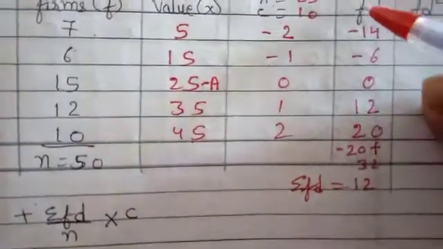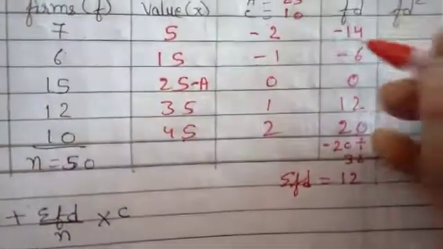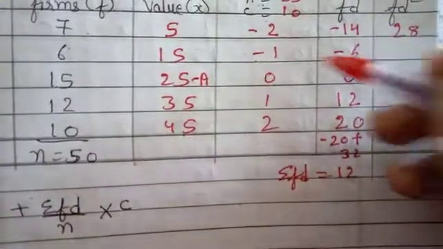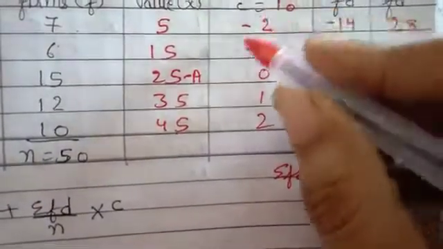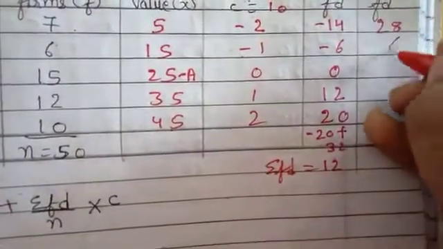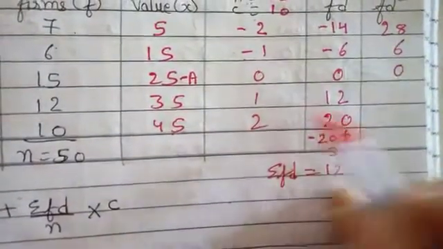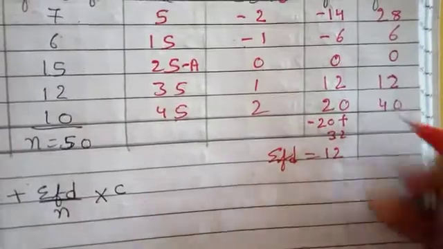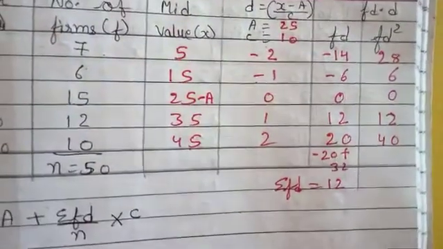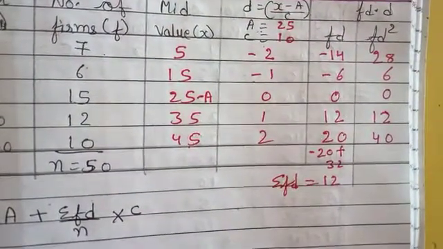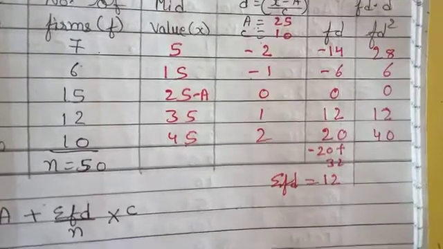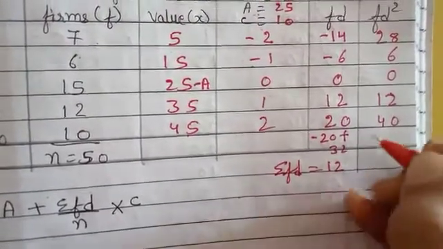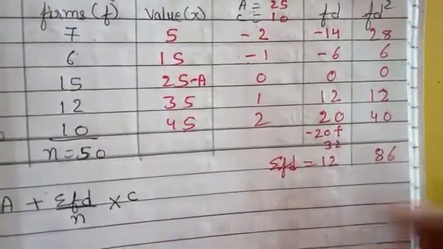FD square: the FD column multiplied by D. 2 multiplied by 14, 28. Negative sign I am ignoring here because it will get cancelled anyway. 1 multiplied by 6, 6. 0 multiplied by 0, 0. 1 multiplied by 12, that is equal to 12. And 2 multiplied by 20, that is equal to 40. Again, total of your FD square column: 28 plus 6 plus 0 plus 12 plus 40. So that will give you 86.